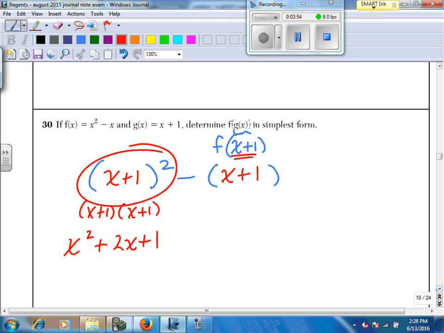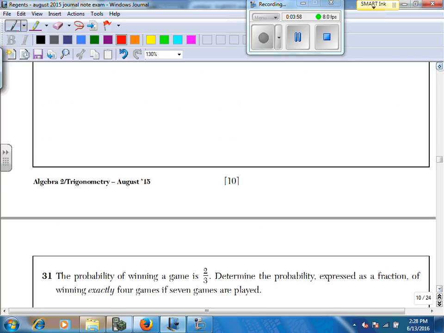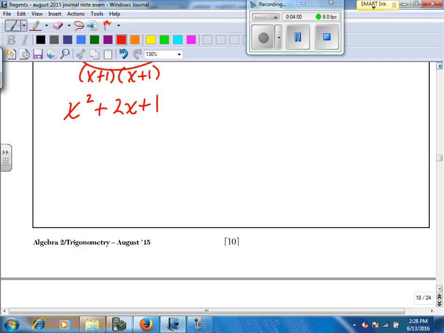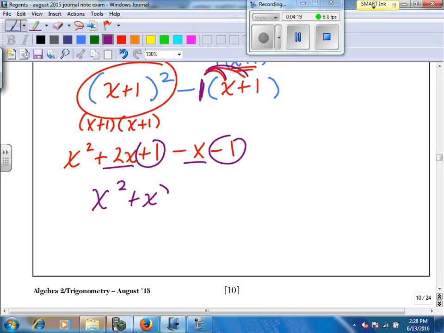Here's the tricky part. We have to make sure we subtract the whole thing x minus 1, which means we need to subtract x and subtract 1. And make sure you distribute that negative 1 or distribute that subtraction sign there. So now combine your like terms. X squared, 2x minus 1x is x. 1 minus 1 is gone. There's your answer.